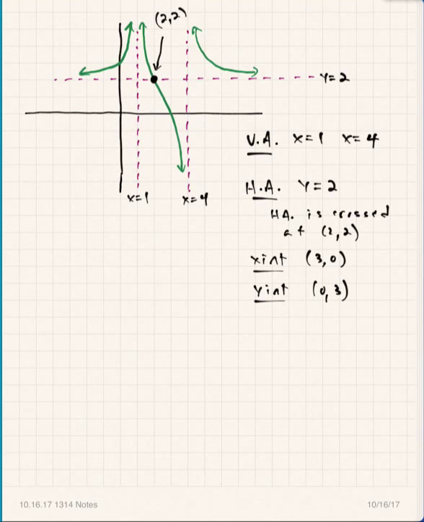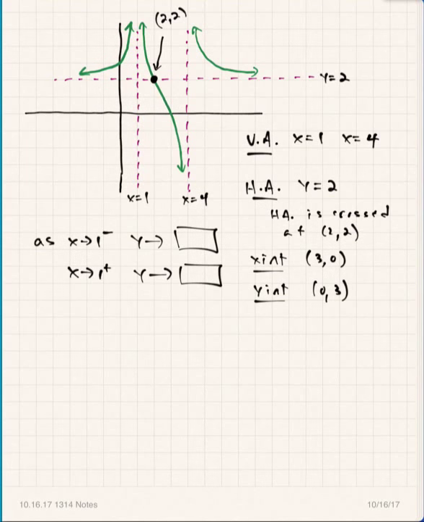Now the behavior of the graph at the vertical asymptotes. As x approaches 1 from the left side of 1, and as x approaches 1 from the right side of 1, we're talking about what y does. Notice this is different than the ones we've seen so far. Coming in from the left side towards 1, and from the right side towards 1, the graph is going up in both cases, getting close to the asymptote as y gets larger and larger. So in both cases y is going to positive infinity. That's definitely different than what we've seen before.